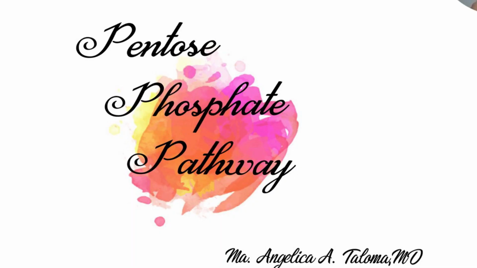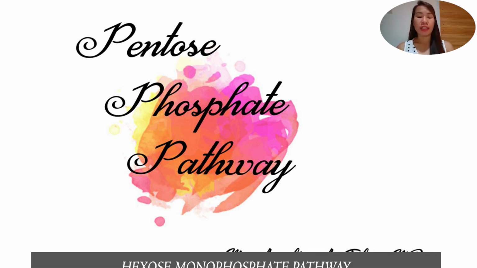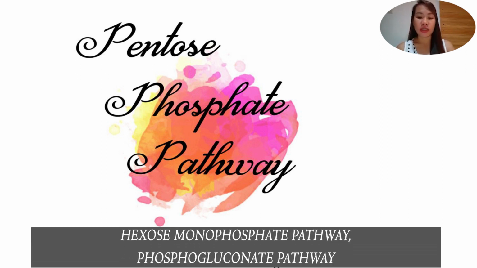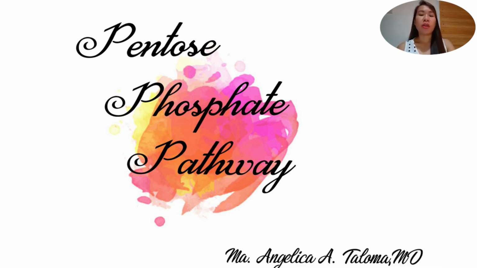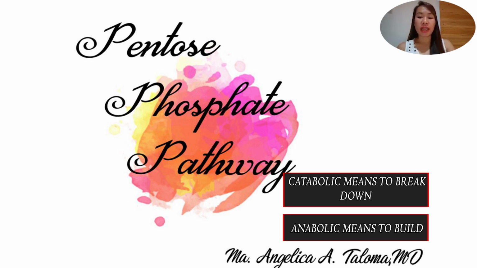So when we talk about the Pentose Phosphate pathway, class, this is also known as the hexose monophosphate shunt or pathway, or the phosphogluconate pathway. And the pentose phosphate pathway is anabolic in nature. If we try to differentiate anabolic from catabolic, anabolic means to build, catabolic means to break down. So this is an anabolic reaction in its nature.